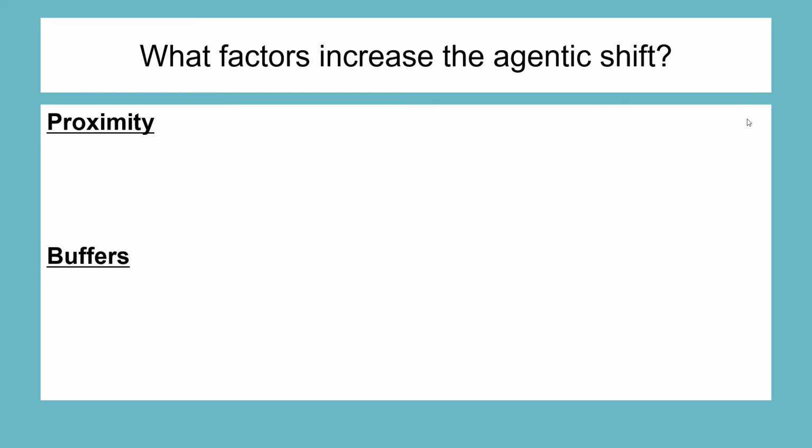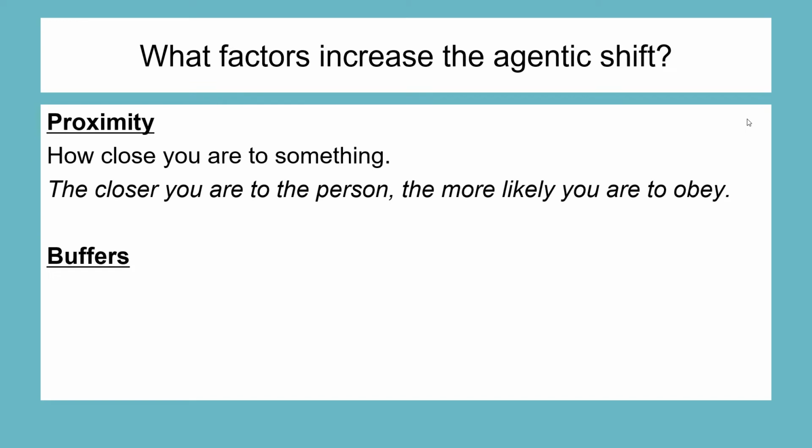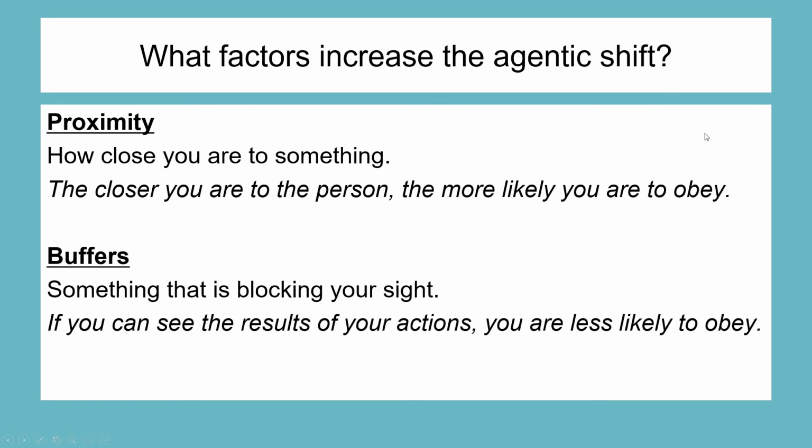We also have proximity. Proximity literally just relates to how close you are to something, and we have found that the closer the person is to you, the more likely you are to obey them. And buffers. So a buffer is something that blocks your sight from seeing the consequences of your actions. So if you can see the results of your actions, you are less likely to obey, because you actually see the horrible things that you're doing to somebody.